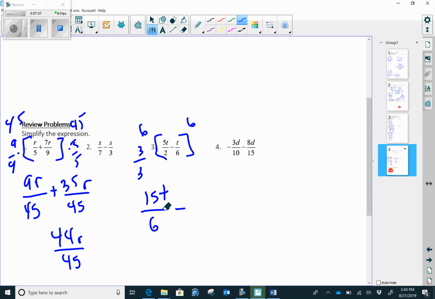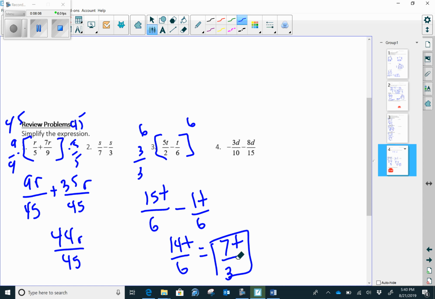So 6, I don't have to multiply, it would be 1t over 6. So if I have 15t on one side and 1t on the other side, I have 14t over 6. And to simplify, you could reduce, divide out. We know that 2 goes into 14, 2 goes into 6. So you would have 7t over 3. Okay, now I want you to try that example.